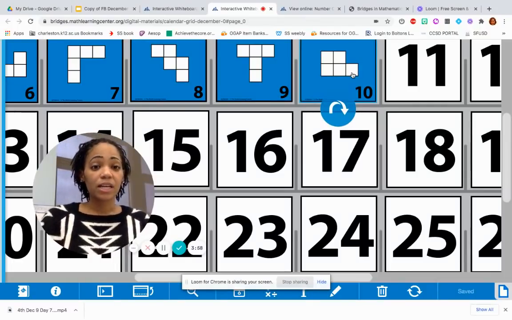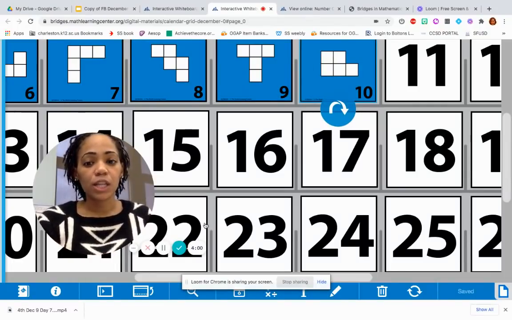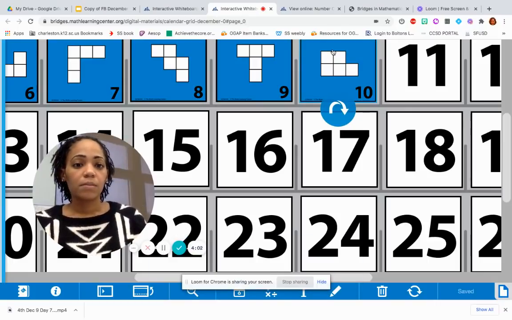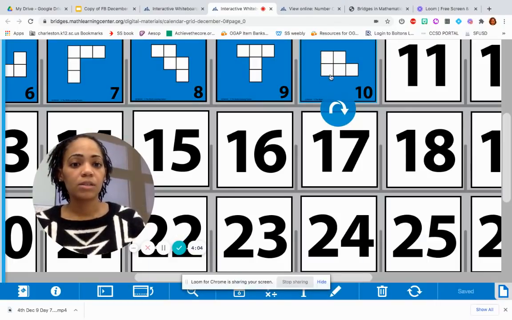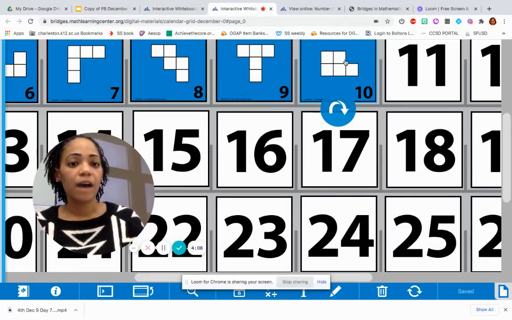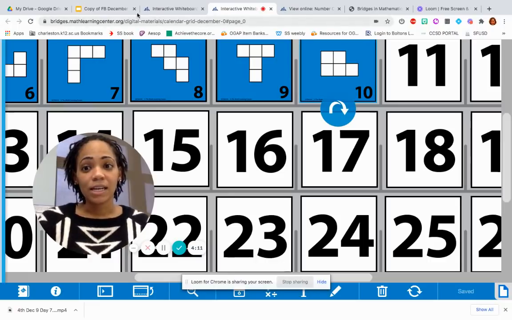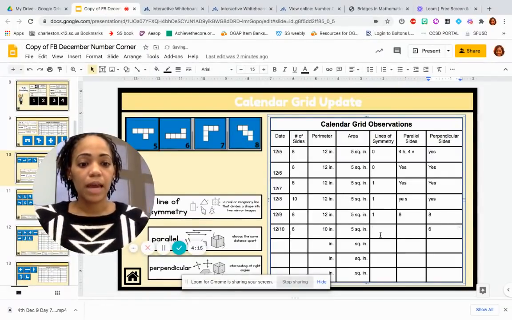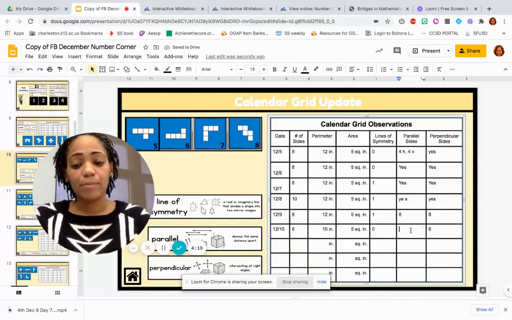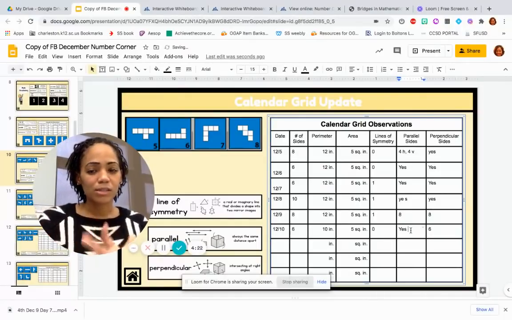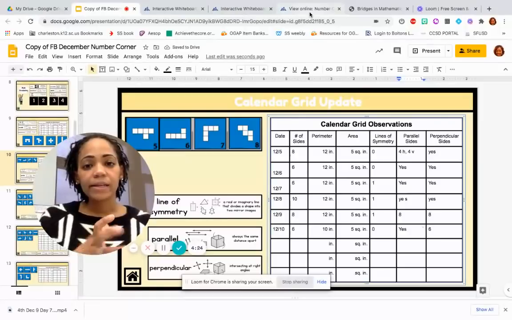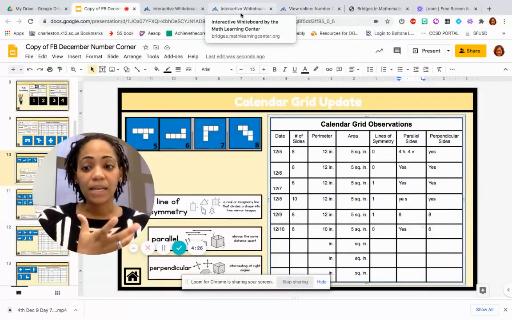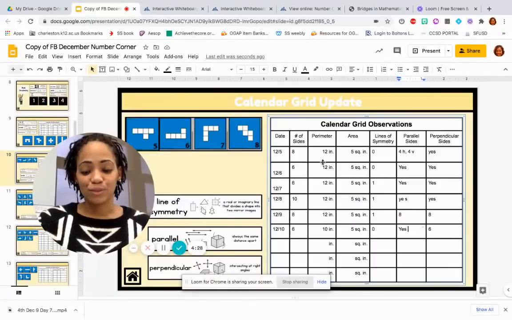So we have parallel lines, and then we have perpendicular lines. Perpendicular. 1, 2, 3, 4, 5, 6. We know we have 6. So we're going to put 6 for perpendicular sides. We know we had 0 for our lines of symmetry. For the parallel sides, I'm just going to put yesterday's, because I'm not quite sure how many parallel lines I would like to notate here.